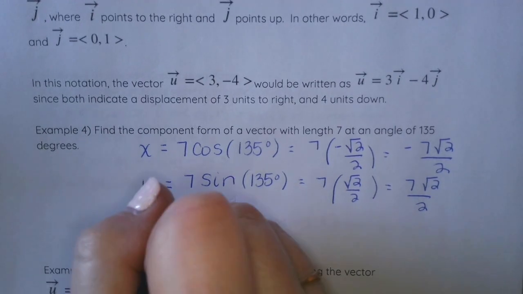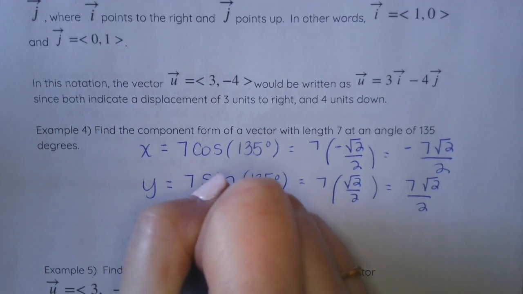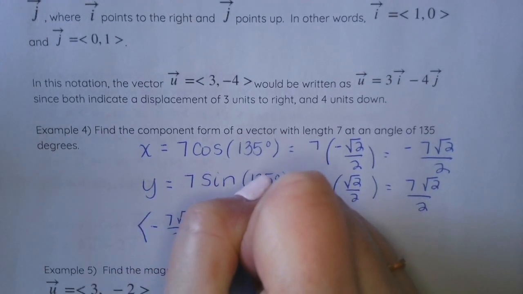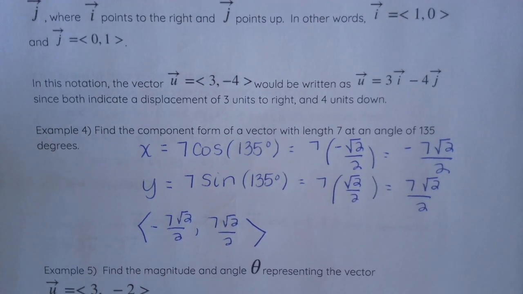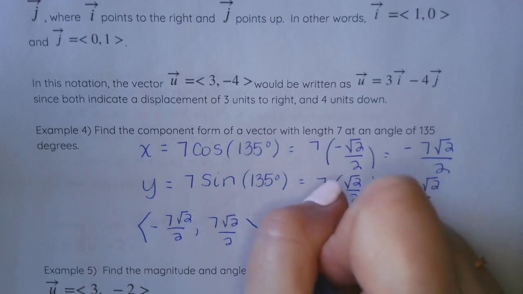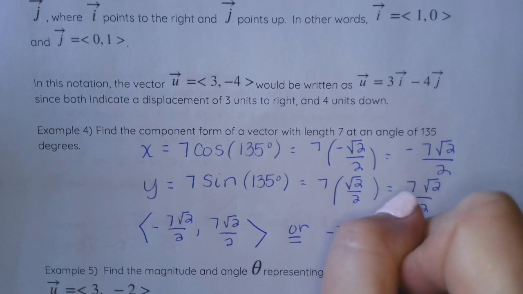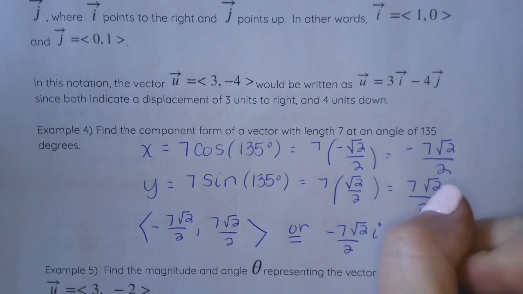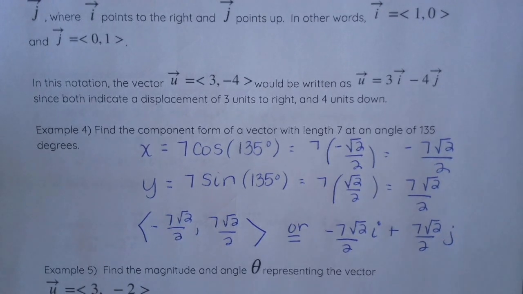So we could write this in component form as negative 7 square root 2 over 2 and 7 square root 2 over 2. Or if I'd like to use i and j, I'll put "or" because both of these are equivalent: negative 7 square root 2 over 2 i plus, since it's a positive, 7 square root 2 over 2 j.